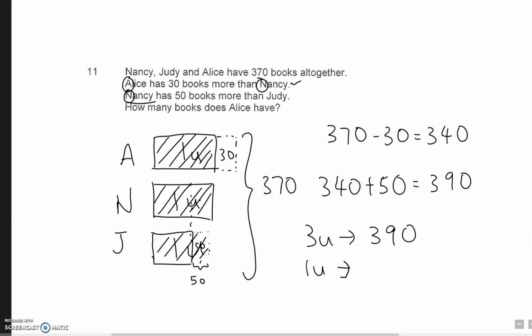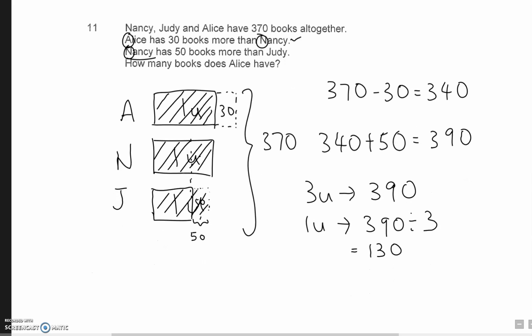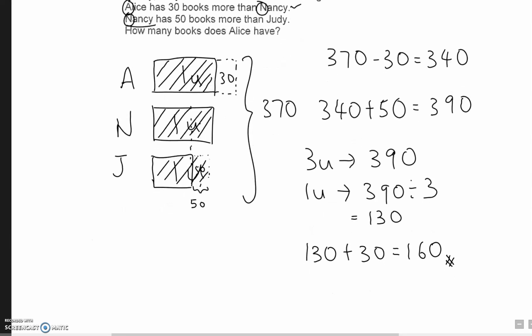Let's find for 1 unit. 390 divided by 3 will give us 130. How many books does Alice have? Now Alice has this 1 unit and a 30. So a 1 unit and a 30 gives you a total of 160 as your answer. So 160 books.